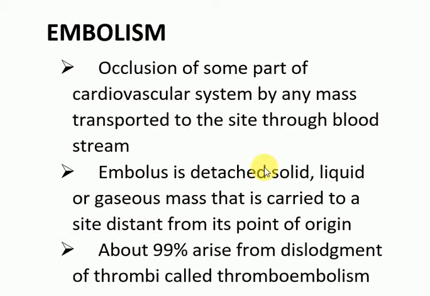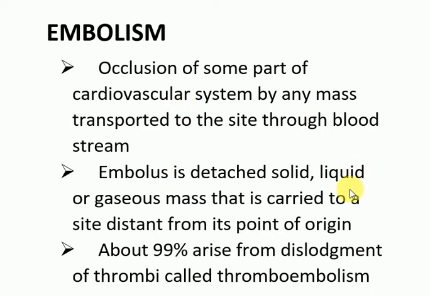Hello students, another topic of my presentation is embolism. Embolism is the occlusion of some part of the vascular system by any mass transported to the site through the bloodstream. Actually, an embolus is the detached solid, like I already explained in thrombosis, that thrombus is that solid mass that, when it is detached from its site and transported to another site, is called an embolus.